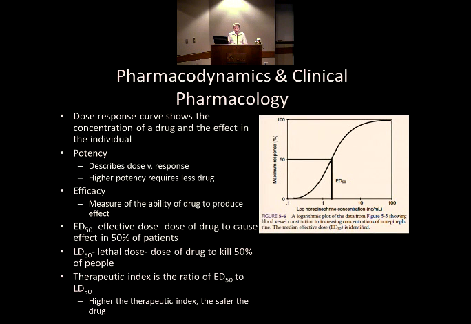Efficacy is how well the drug produces its effect, how well does it work. And that's pretty much what I have on pharmacodynamics, so what the drug does to the body. It works by receptors. Drugs work with receptors to produce effects. You can have an agonist or an antagonist. And we want to be closer to the ED50 range than the LD50. Any questions on that one?